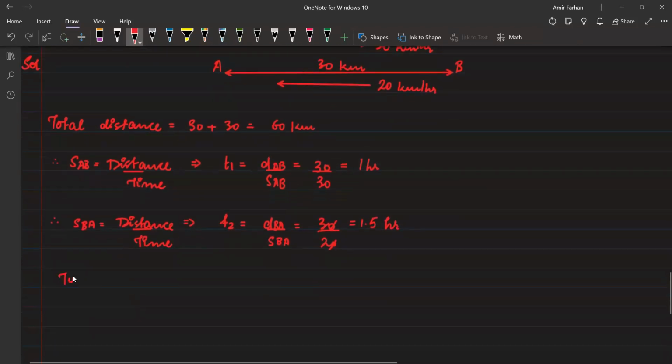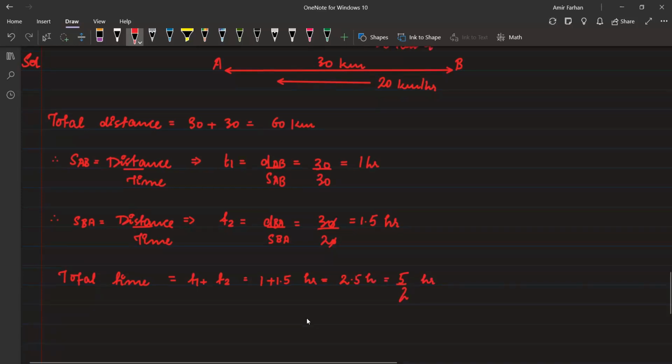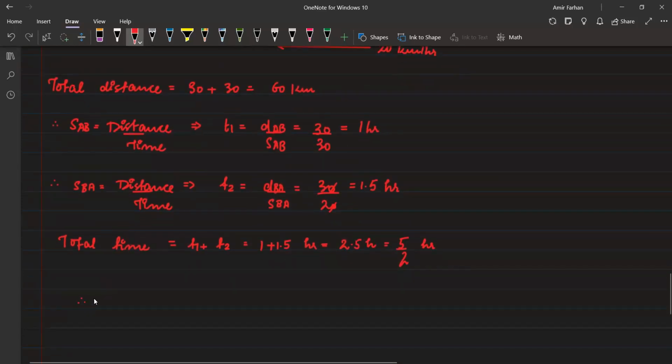So total time will be equal to T1 plus T2, which is 1 plus 1.5 hours. So this is coming out to be 2.5 hours or 5 by 2 hours, right? Yes or no? Yes, sir. Okay, now I have got the total time. So average speed is nothing but total distance by total time.